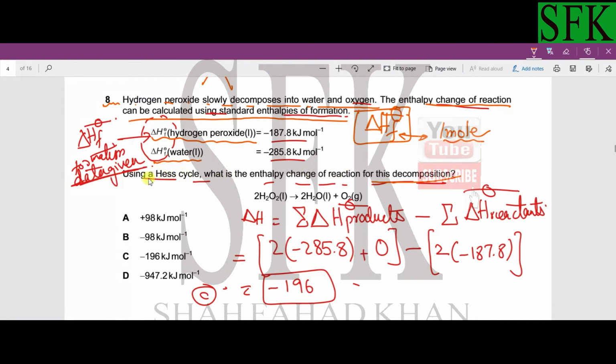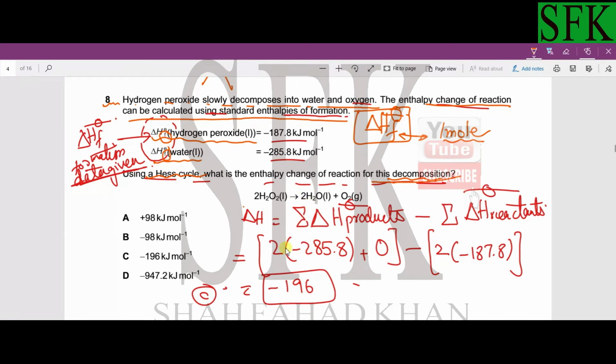All we need to do is draw a Hess cycle. But a shortcut before drawing a Hess cycle is that whenever we are given formation data and asked to calculate the enthalpy change, this is the overall equation that we should use. This is just a shortcut, a short trick. Enthalpy change equals the sum of enthalpy changes of products minus the sum of enthalpy changes of reactants. So, the sum of enthalpy changes of products. The products that we have are water and oxygen.